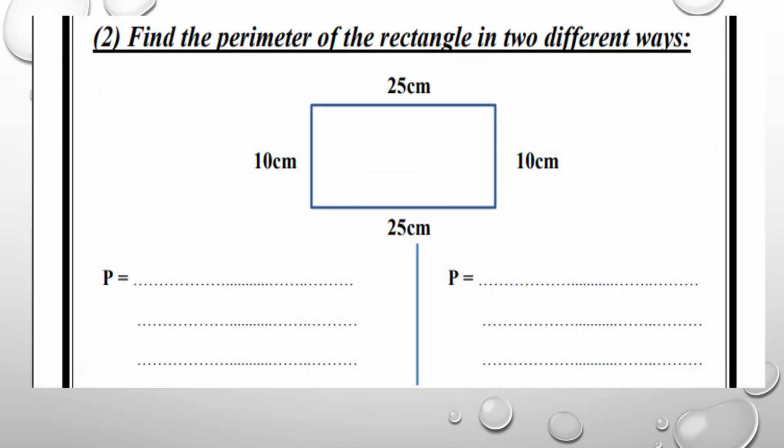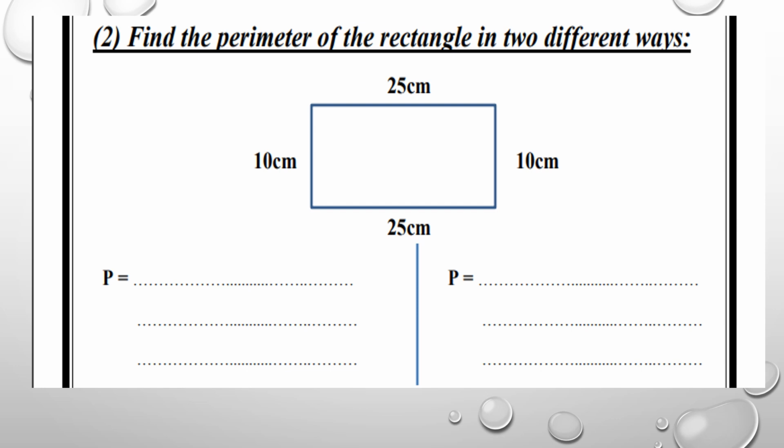Number 2, find the perimeter of the rectangle in two different ways. We said before that we can find the perimeter in two ways. The first one I can use an addition. The second one I can use an addition and a multiplication. Let's see the first one.